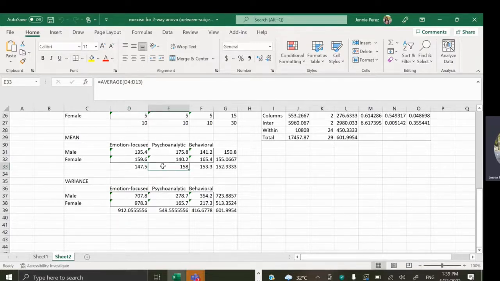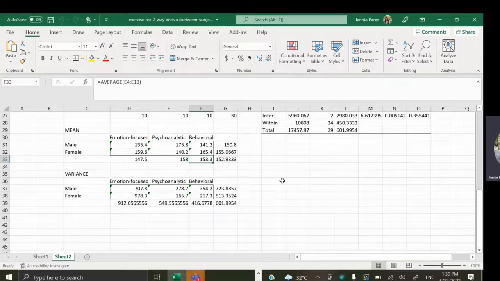And this is the mean score, 158, of the clients who went through psychoanalytic counseling, regardless of the gender of the counselor. And we also have here the mean score, which is 153.3, of the clients who went through behavioral type of counseling, regardless of the gender of the participants. And these are now the variances.